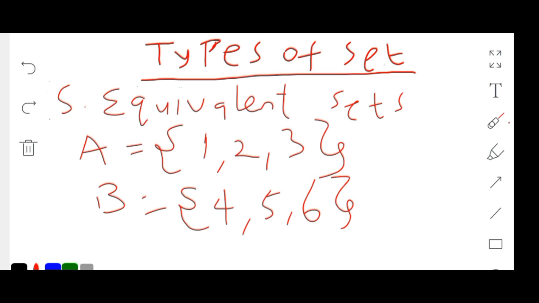They have different elements inside them, but the same number of elements. Number of elements here is equal to 3. Number of elements here is equal to 3. So they have the same number of elements, but different elements. This one is 1, 2, 3. B is 4, 5, 6. Different sets. Let's go to another set.